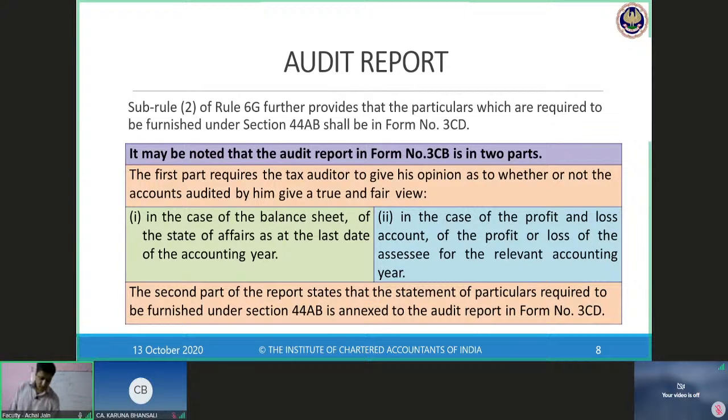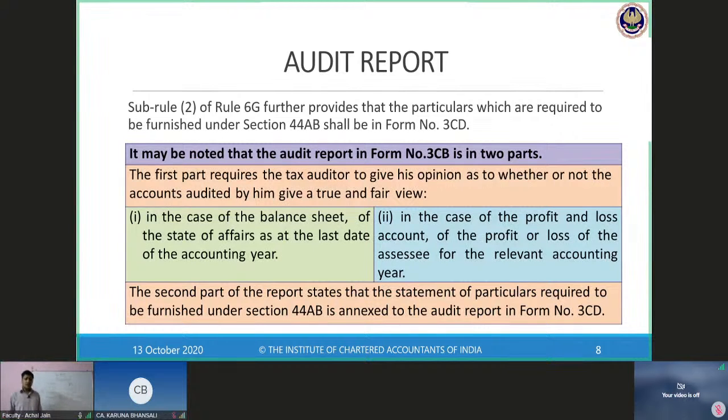Okay, so with this, we can understand that these two forms are not in continuation to each other, and these are mutually exclusive in a way that either form 3CA or 3CB will apply to any person or any entity. Both of them cannot coexist. And what are the situations? Very, very simple. In case audit is already completed of the financial statements under any other law, then follow 3CA. Otherwise, we need to follow form number 3CB.